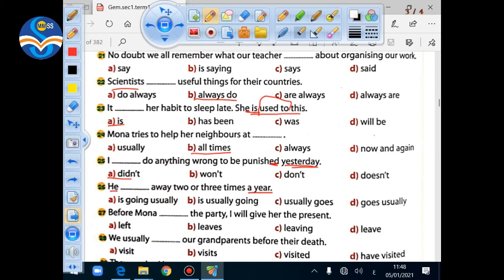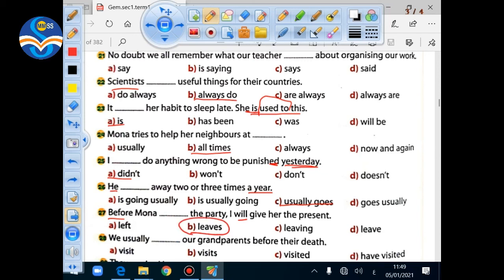And we've got the word "he". So it's going to be present simple, verb plus s. So he usually goes away 2 or 3 times in a year. Before Mona attends the party, I will give her her presents. I've got a conjunction here which is "before", and I've got "will" here which is present, so the answer will be present simple.